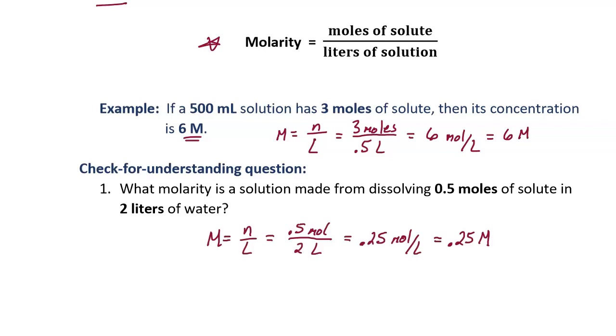Here's the solution to number 1 on screen. The question asks, what is the molarity of a solution? So I started by writing the molarity formula. M equals N divided by L, where N is number of moles and L is number of liters. I filled in 0.5 moles and 2 liters and then did the division. The result is 0.25 moles per liter. But a faster label for moles per liter is a capital M, 0.25 molar.